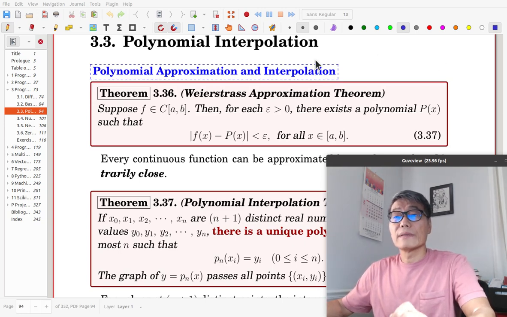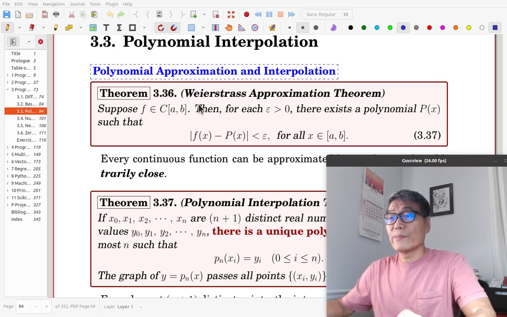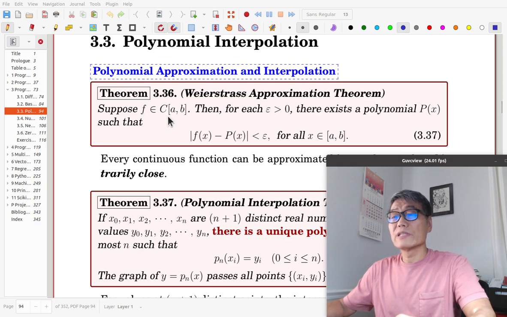This is section 3.23, polynomial interpolation. Let's see the theorem. Weierstrass approximation theorem. Suppose f is in C[a,b]. This notation means the function is continuous over the interval [a,b].